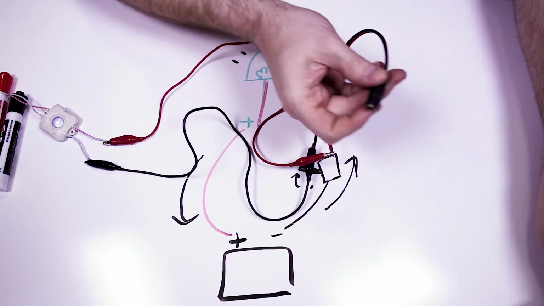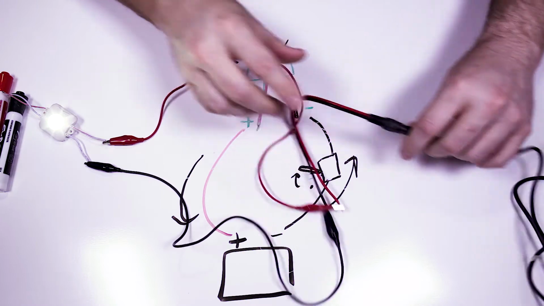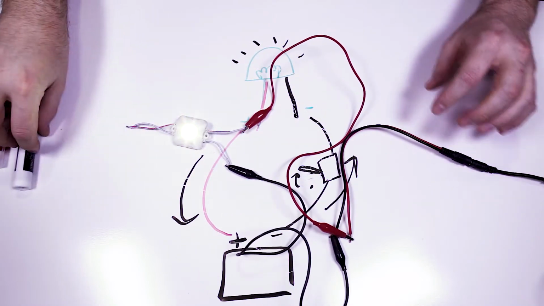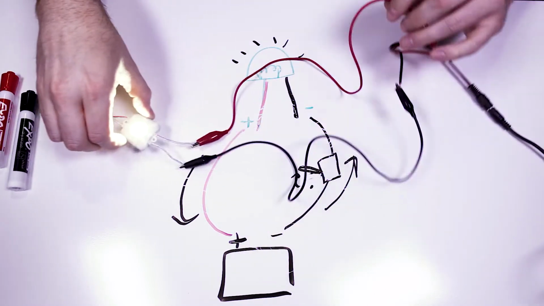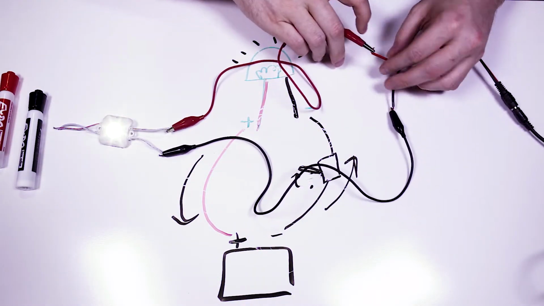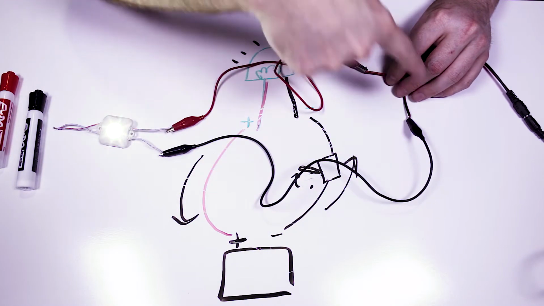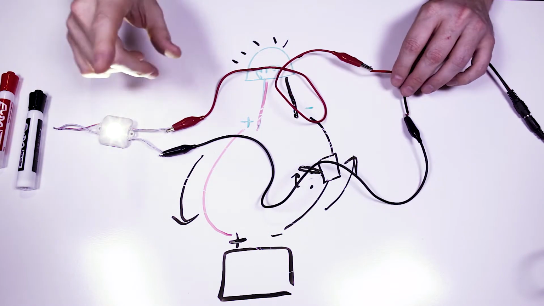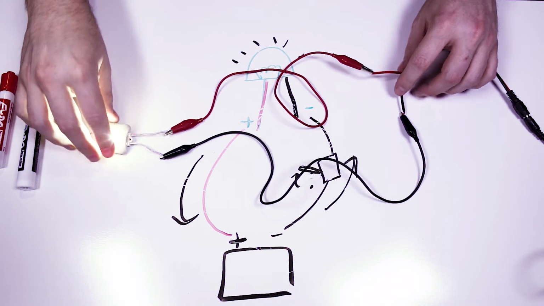And when I plug this in, the light comes on because there's nothing impeding the electricity from flowing in this circle, as you can see here. So this is our circle going this way, okay? Now, if we want to stop that, we need a switch.